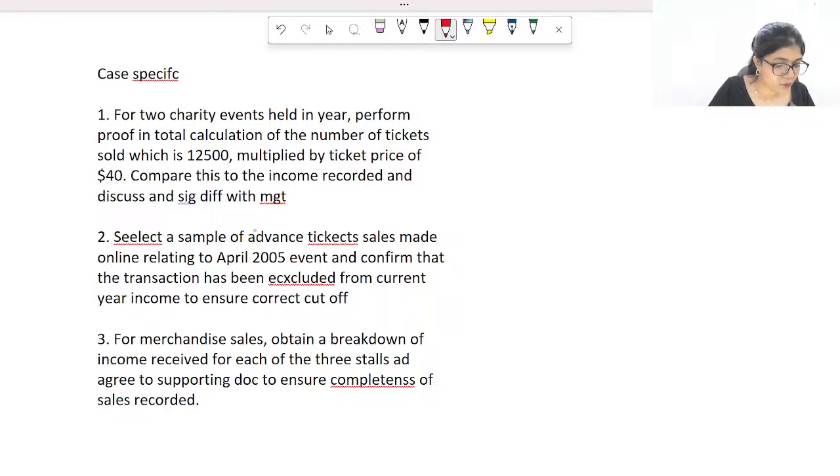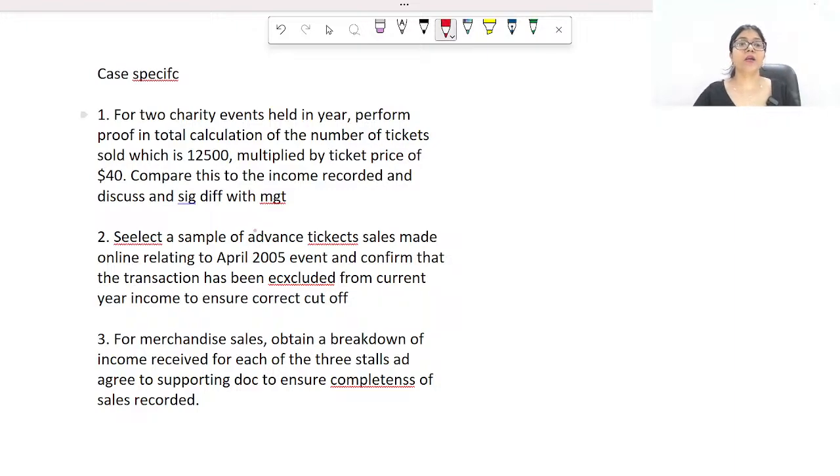Will we have to write only completeness and cut off assertions in the answer, or can we use any? You can use any. As I explained, the question is not very specific. The question has not asked you to only stick to these two assertions, so you can use any of the assertions. It's just that it is given in the case study, so it's better if we inculcate that in our answers, right?